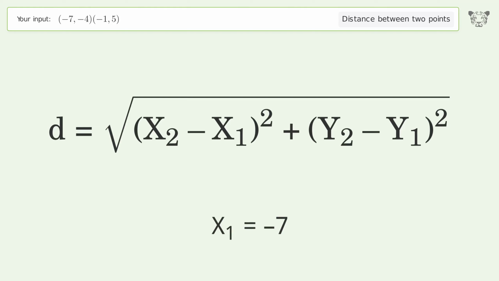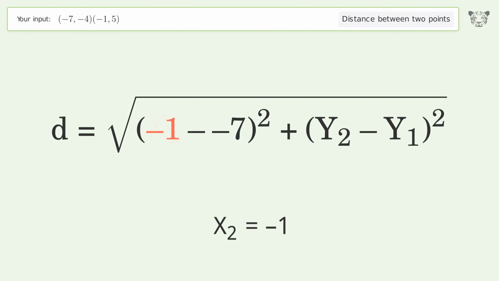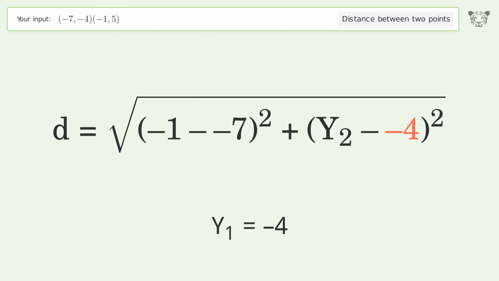x1 equals -7. x2 equals -1. y1 equals -4. y2 equals 5.